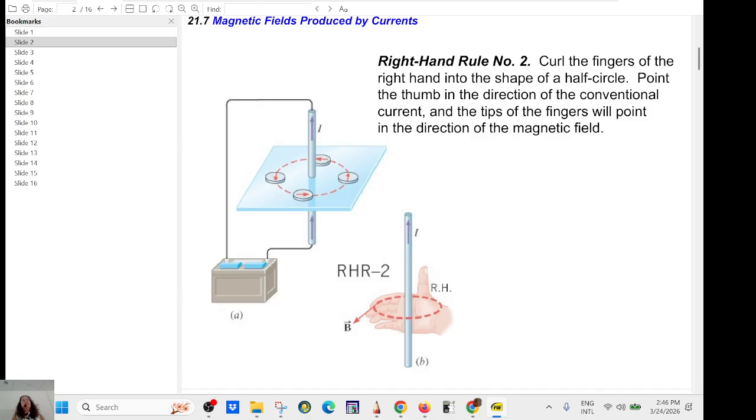This right-hand rule, we have already seen that. If the current is moving this way, the magnetic field is going to curl around. Very close to the wire, the magnetic field will be very strong. As you move away, it's going to decrease. The relationship is inverse. So as you multiply the distance by 2, the magnetic field will be divided by 2.